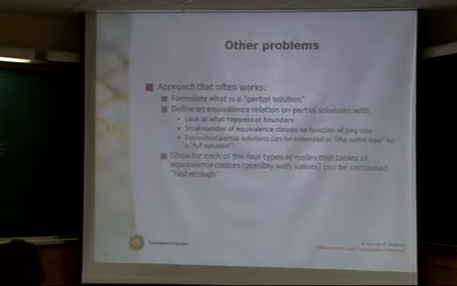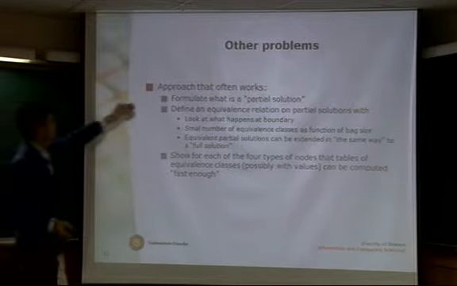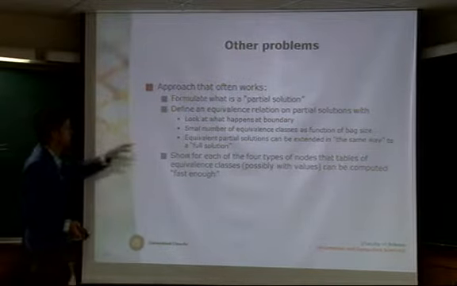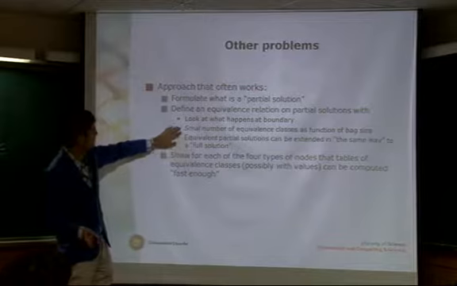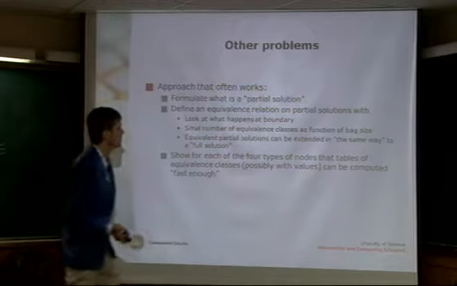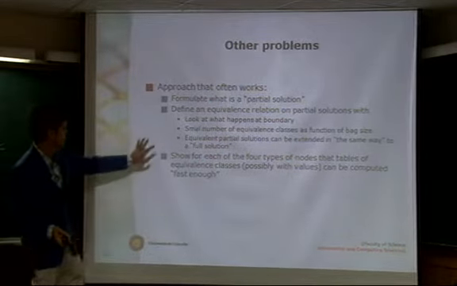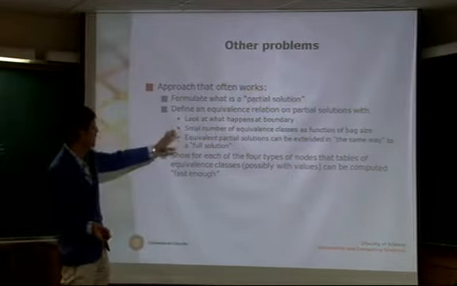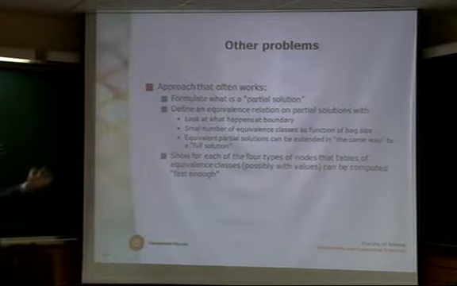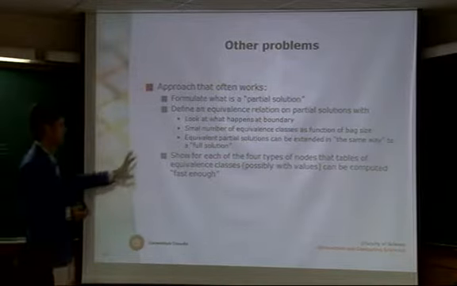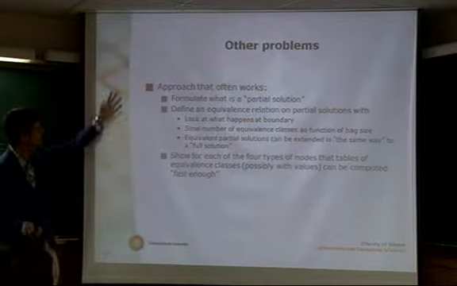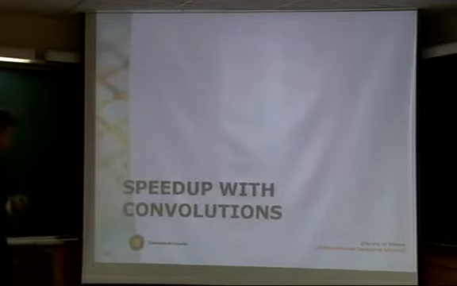So the basic idea is you formulate what a partial solution is. You define some equivalence relation on partial solutions by looking at what happens at the boundary, and you want this to have a small number of equivalence classes as a function of the size of the border. These equivalence classes should tell that equivalent partial solutions can more or less be extended in the same way to a full solution. And then you show that for each of the 4 types of nodes you can compute the table fast enough. This is the approach which you use.